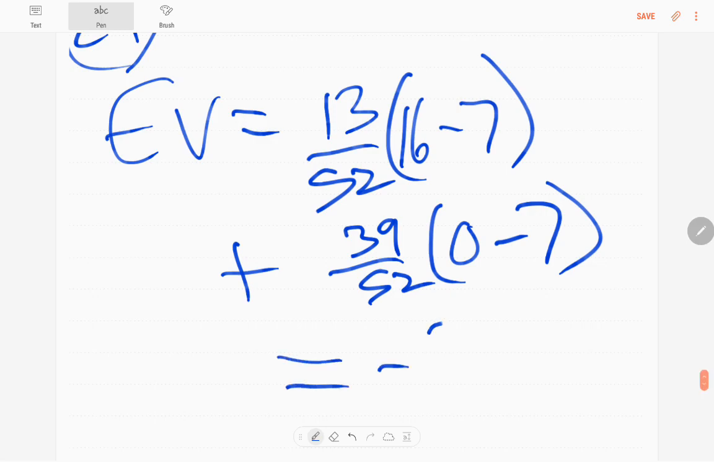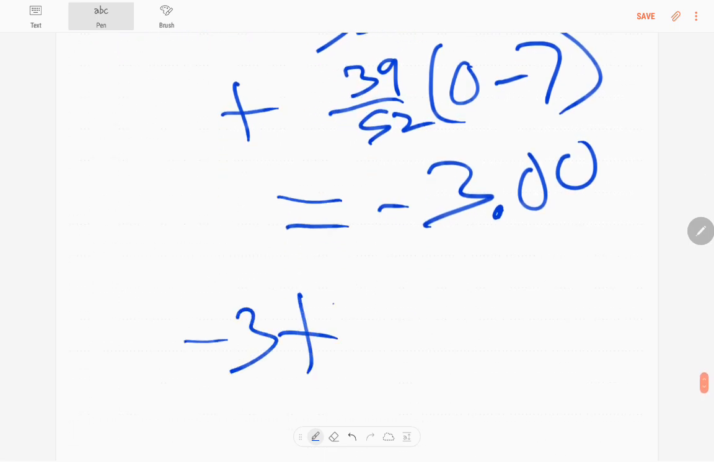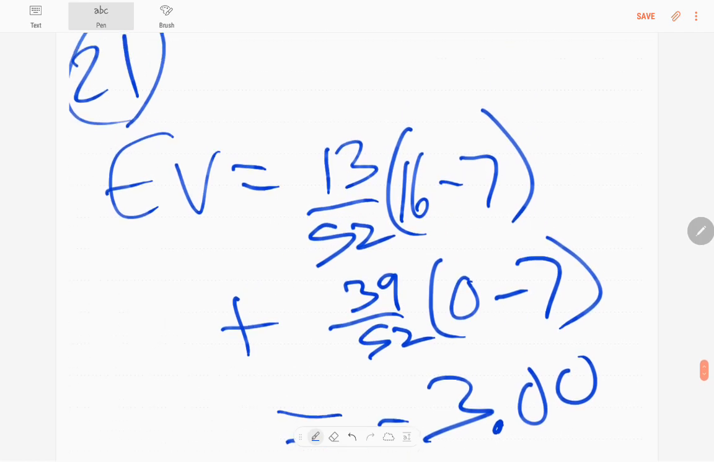So I get -3. So don't play this game. You're going to lose $3 on average. So what would be a fair price? Well, just take the expected value and add it to the original ticket price, and that gives us $4.